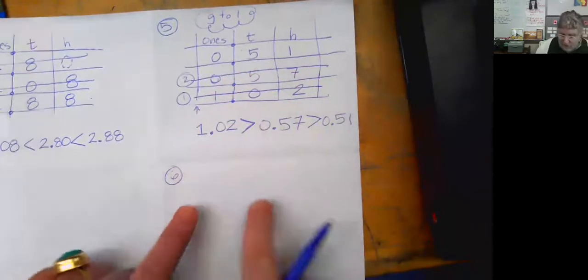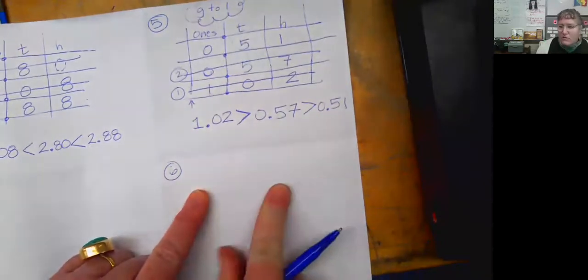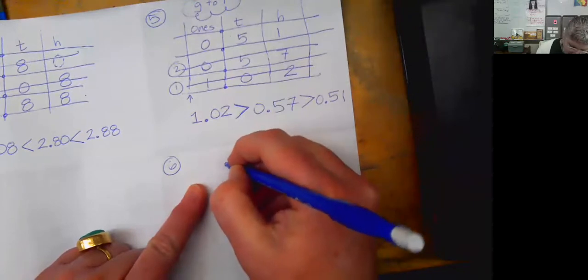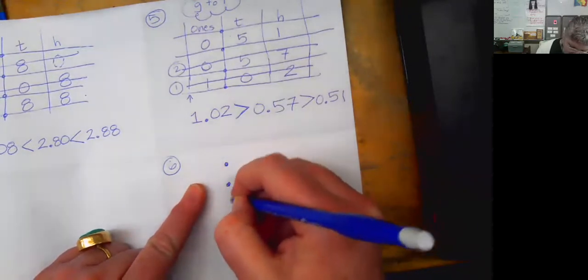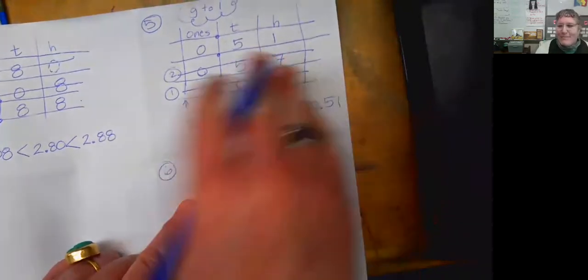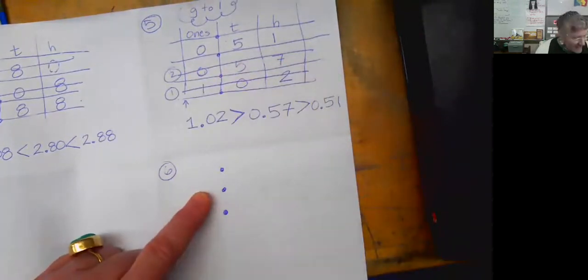In fact, you don't even have to make this chart. If you're super lazy, watch, I'll show you how to do it. Just go like this, 1, 2, 3. If you're too lazy to make the lines, just make the decimals.